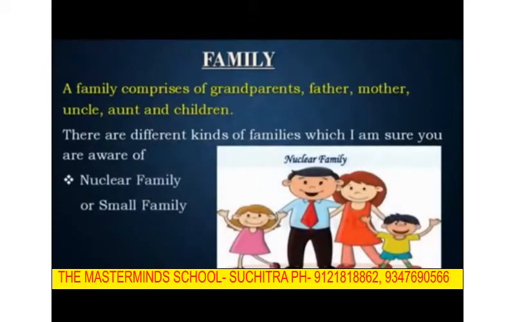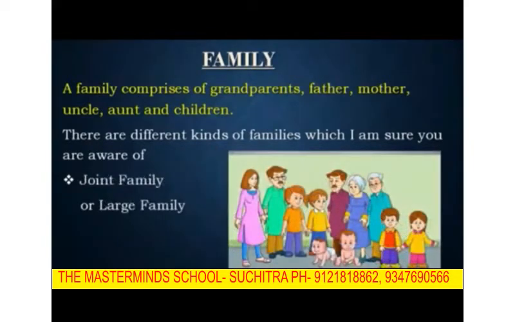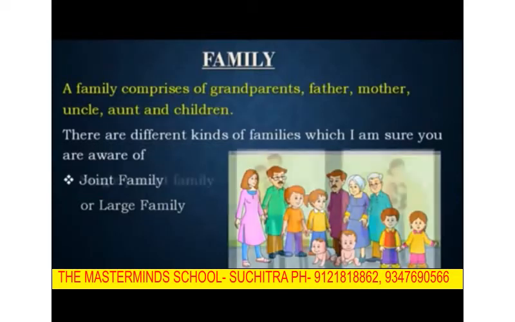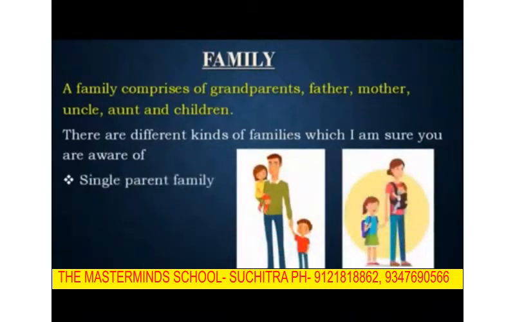The first kind of family is a nuclear family, which is also called a small family. The second kind of family is a joint family, which is also called a large family. The third kind of family is a single parent family.